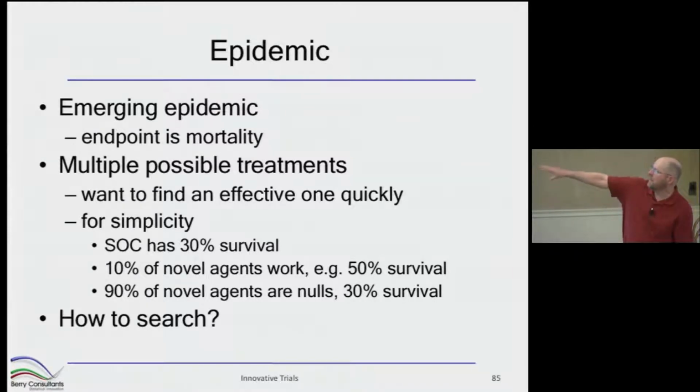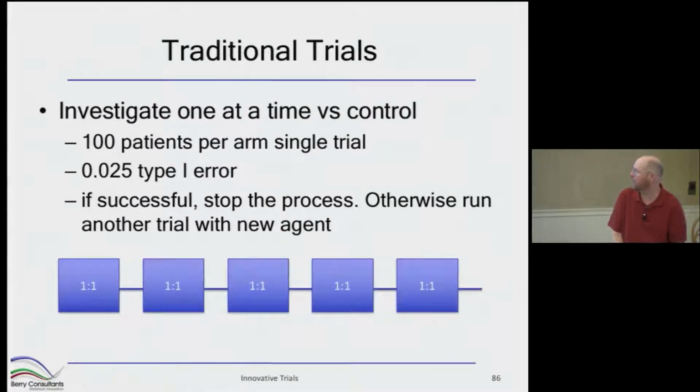But I'm setting up this problem, so 30% chance of survival, and of this large bucket of possible treatments, only 10% work. How do I find the golden nugget among those large numbers? That 10% of novel agents that work, they have 50% survival. So working here means I increase from 30 to 50. All the rest do nothing, so 30-30. So certainly things could be harmful, I'm not assuming that. So how do we search?